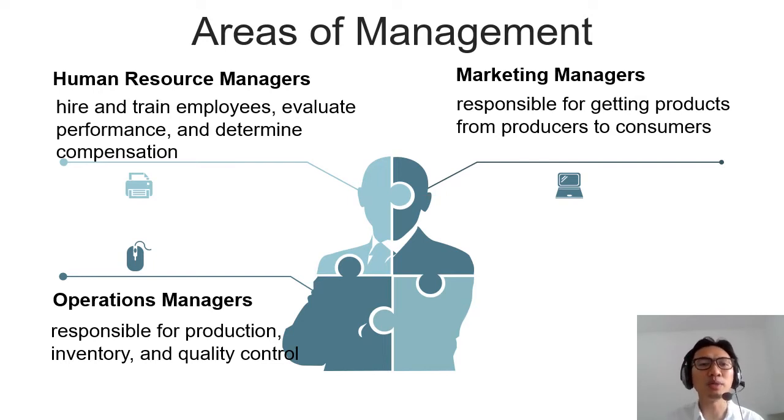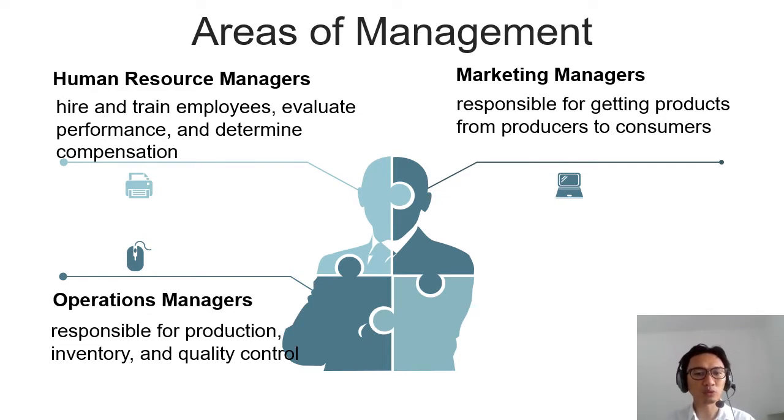The first one is human resource managers, and most companies have human resource managers. The human resource managers hire and train employees. They also determine and evaluate performance. They also determine compensation, what kind of compensation: salary, wage, bonus, stuff like that.